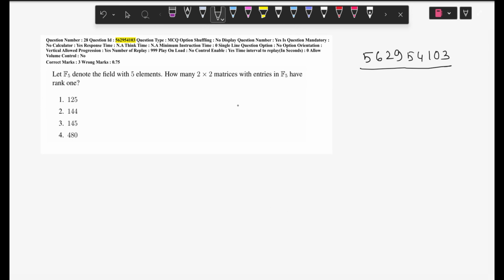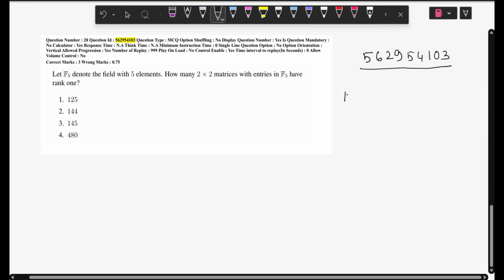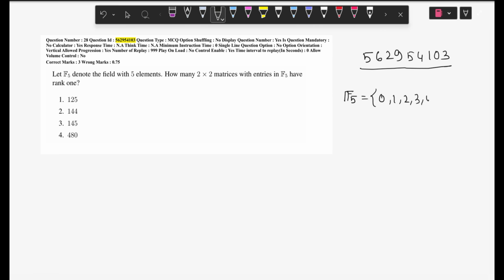In this video, we'll discuss the question ID this of CSIR NET 2025. जो question is a combination of combinatorics and linear algebra. So question बोल रहा है, let F5 denote the field of 5 elements. How many 2 cross 2 matrices with the entries in F5 have rank 1? So F5, we can consider the elements of F5 as 0, 1, 2, 3, 4, where 0 is the additive identity and 1 is the multiplicative identity.